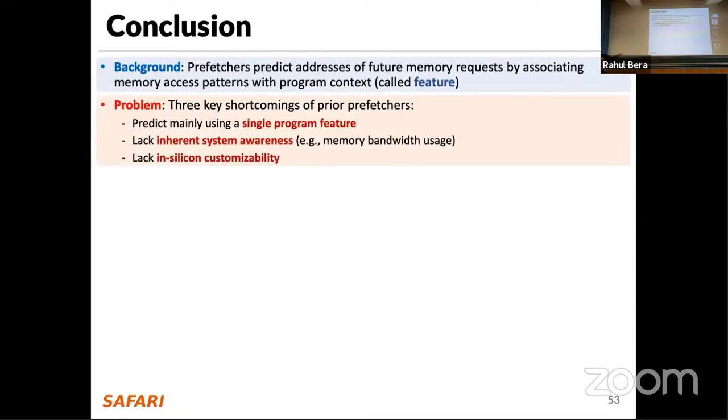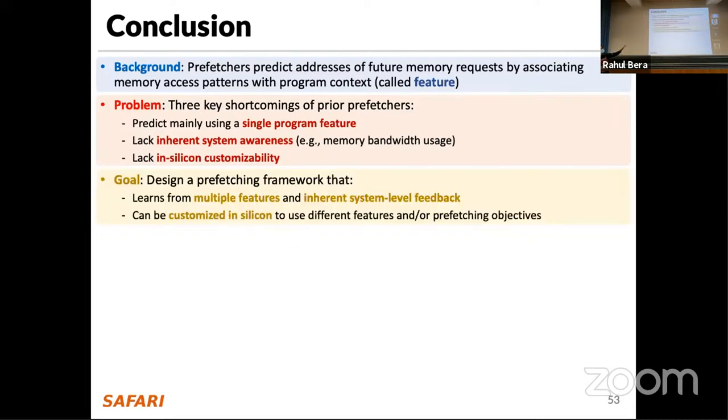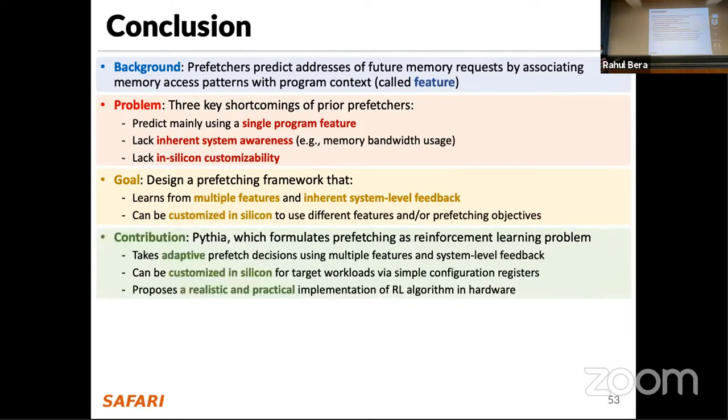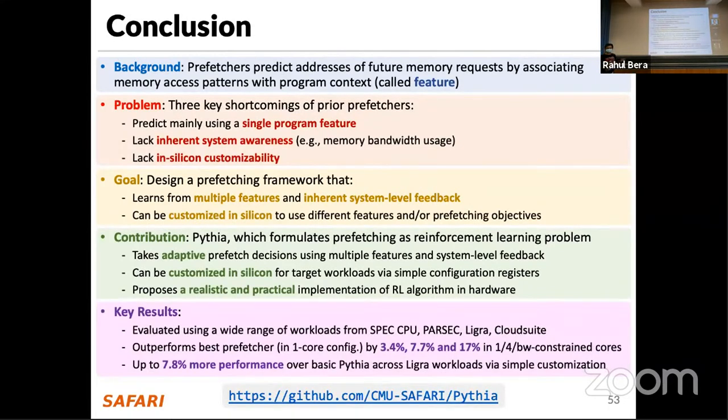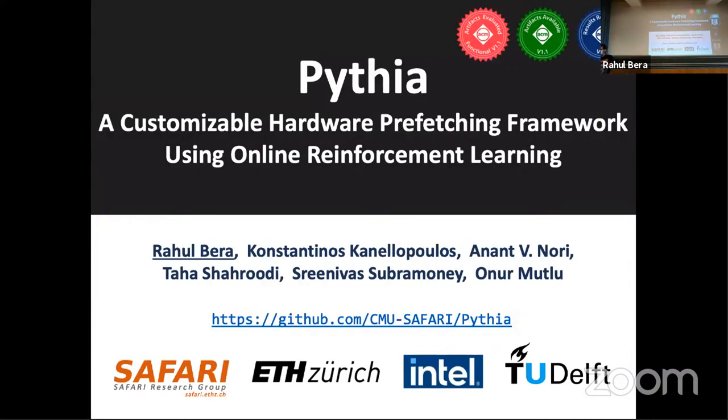I'll just briefly reiterate that we have identified three key problems in this paper: that prior prefetchers predict mainly using one single program feature, they lack inherent system awareness, and they lack in-silicon customizability. So our goal was to design a prefetching framework that can learn from multiple features and system-level feedback, and can be customized in silicon to use different features and prefetching objectives. Towards this, we introduced Pythia, which formulates prefetching as a reinforcement learning problem, and we show that Pythia significantly outperforms multiple prefetchers in a wide range of bandwidth system configurations and workloads. I think that concludes my presentation. If you have any questions, I'll be happy to answer.